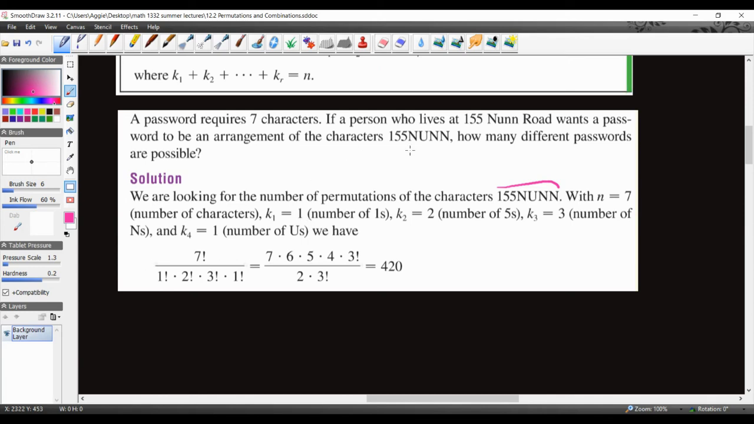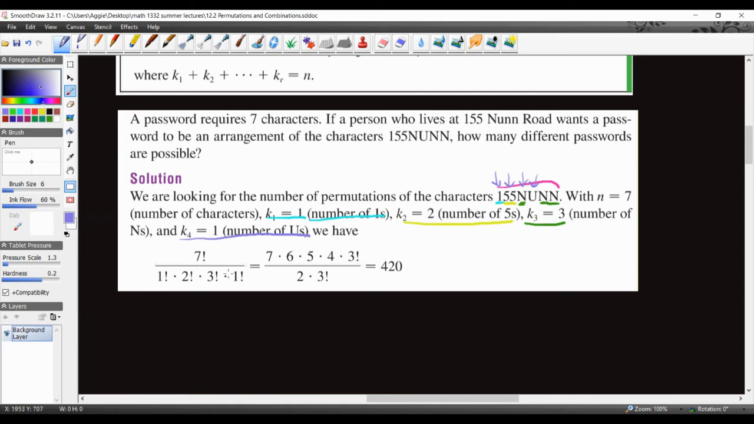Okay, r would be equal to 4 because that's the number of types of characters we can choose from. Let's use a different color. So k1 would be the number of ones, and it tells us right here. k2 would be the number of fives. k3 would be equal to 3 because that's the number of n's that we have. So that's these parts right here. And k4 would be equal to 1, the number of u's. So you have a number for each of the distinct objects that we have. We have the 1, we have the 5s, we have the n's, and we have the u's, okay?